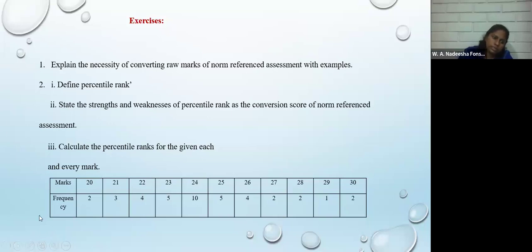Yes, now we can discuss these questions. Now we finish that session. Okay, let's do all. Explain the necessity of converting raw marks of norm reference assessment with examples. I told you to refer to what the norm reference assessments are again, and I told you to refer to those things.